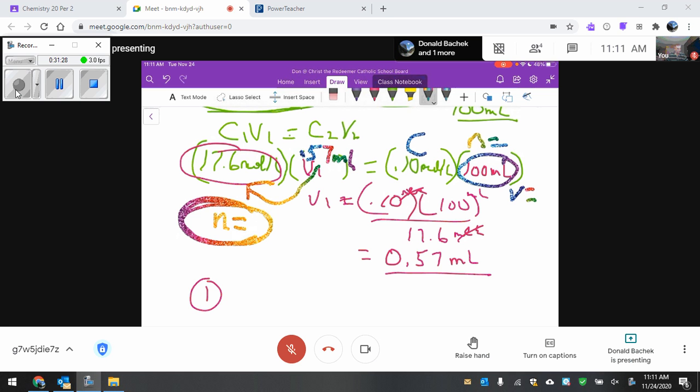Without the whole extra stuff, that's what we're figuring out. What volume of that 17.6 do I need to get that N, to use with 100 milliliters into the V? I'll explain this a little bit more tomorrow, but that's what we're looking at there. Are there any questions on that before we do the next part here? Anyone?